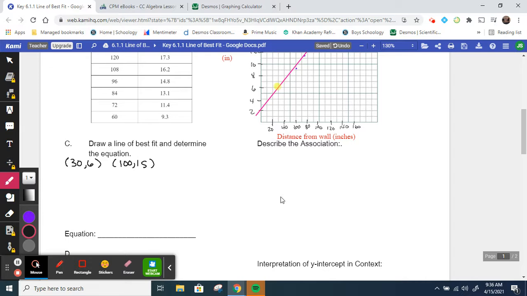Okay, so to find our slope, what we would do is make a table and put our 2 points on it. So we'd have the 30 and the 6 and the 100 and the 15. And we say, okay, from here to here, I'm going up 9, and from here to here, I'm going up 70. And so my slope is change in y over change in x, which would be 9 over 70. So that's what I'm going to use for my slope, which comes out to be about 0.13.